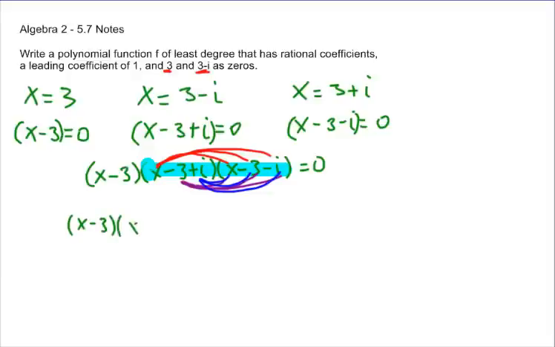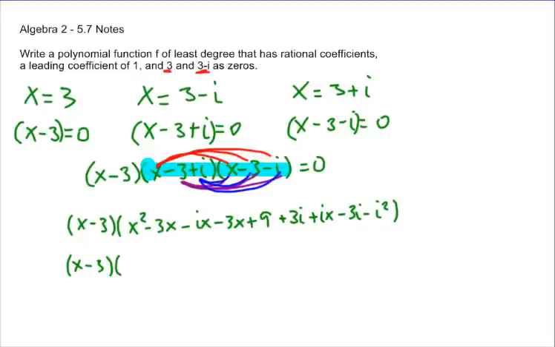But we're going to have x squared minus 3x minus ix, and then minus 3x plus 9 plus 3i, and then plus ix minus 3i, and then minus i squared. So clean this guy up. He's really long and nasty, and again, we're not going to worry about that front one. So that's just going to be x minus 3.